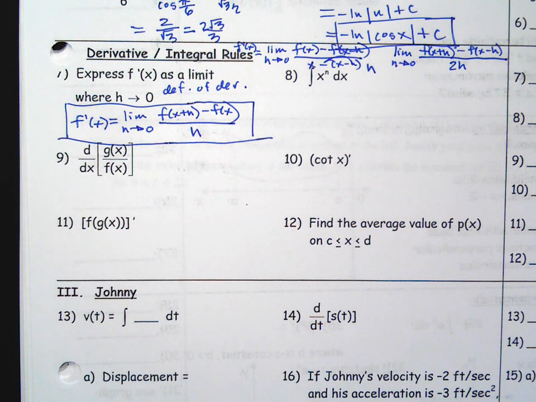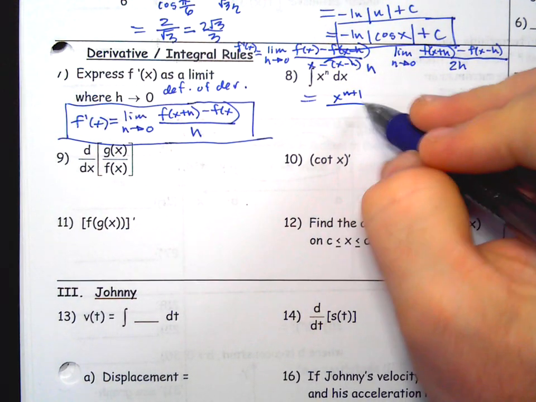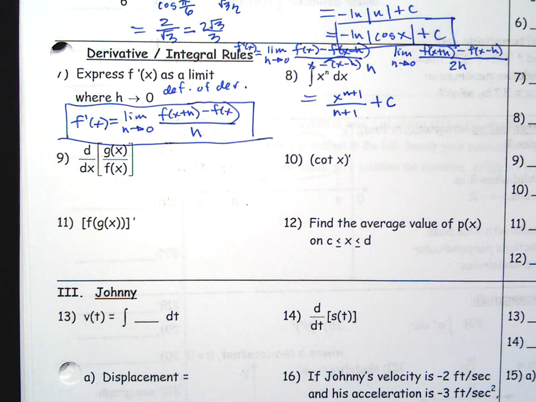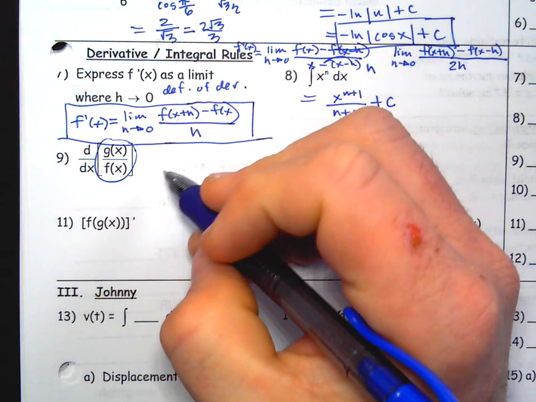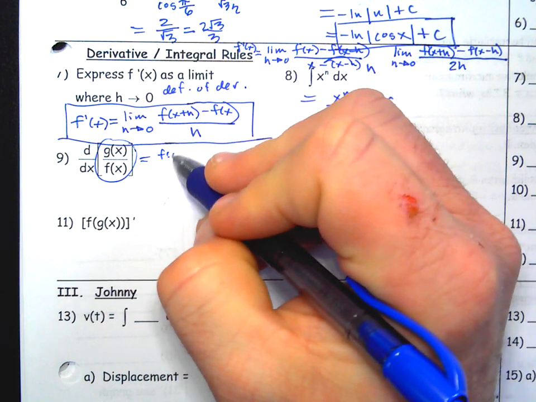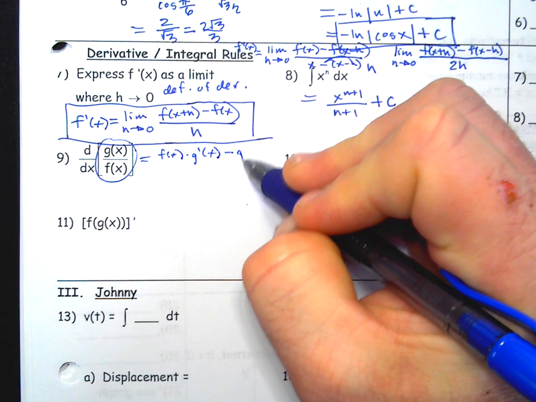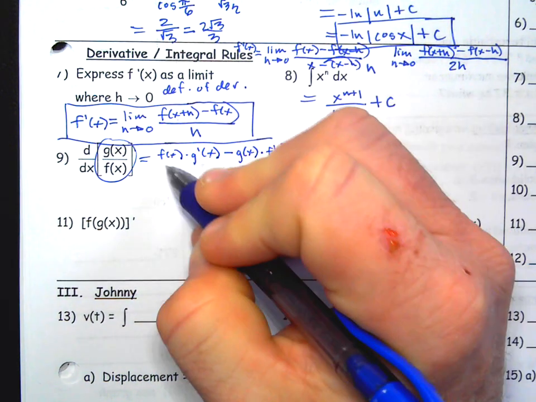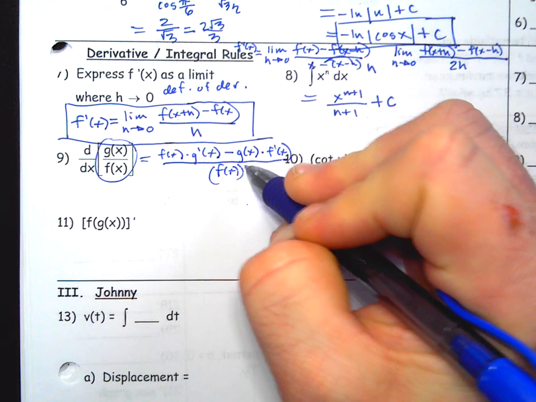Number 8, this is just power rule. Bump it up 1. Divide by the new exponent plus c, right? Next one is quotient rule, right? So low d high minus high d low all over low squared.